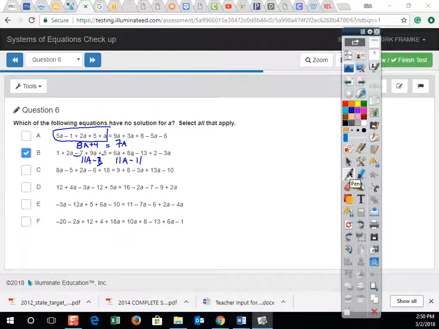Next problem. We have 8a, 10a. And then we have negative 5, it's negative 11. So 9 plus 8 is 17. 17 minus 10 is going to be 7. So that's plus 10a. And so that has different y-intercepts but the same slope, so that will also be parallel.